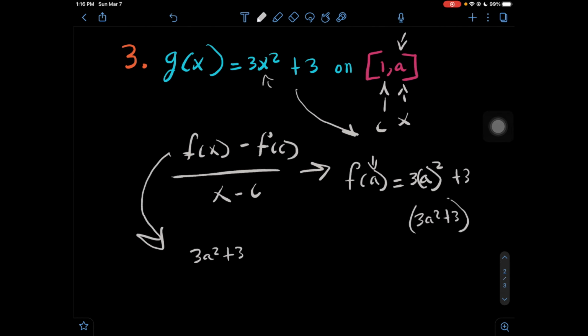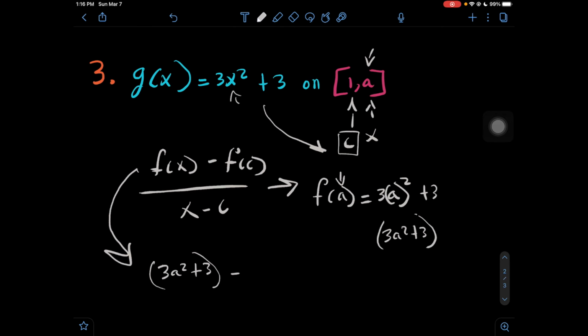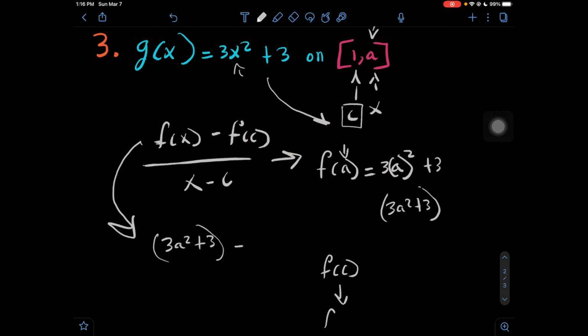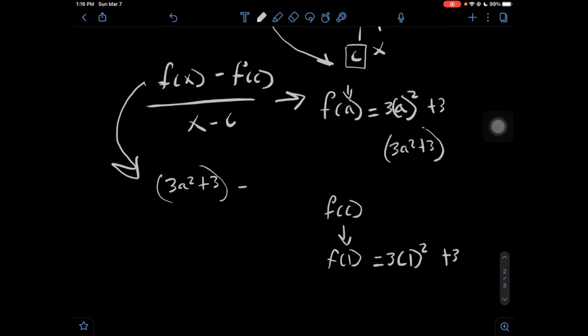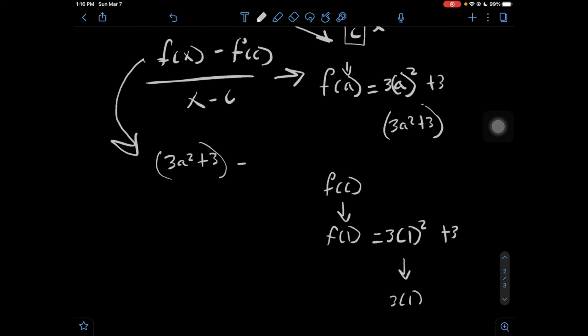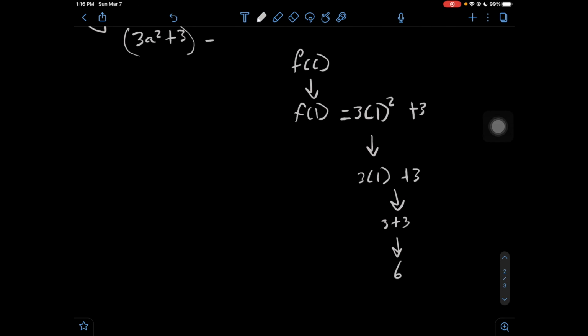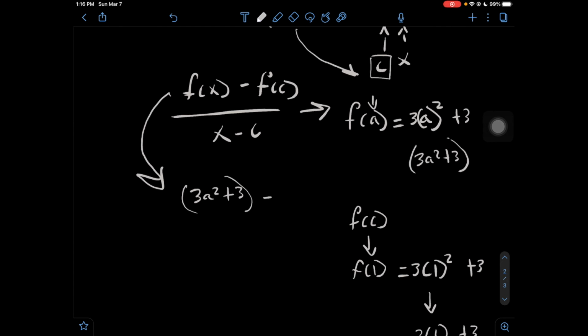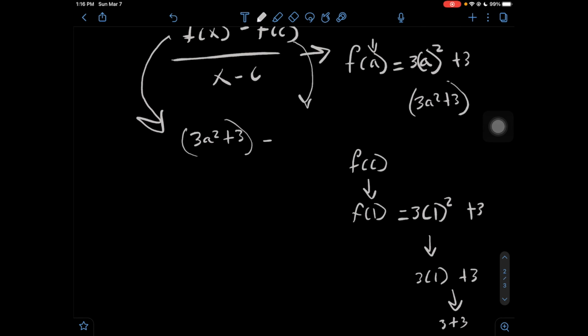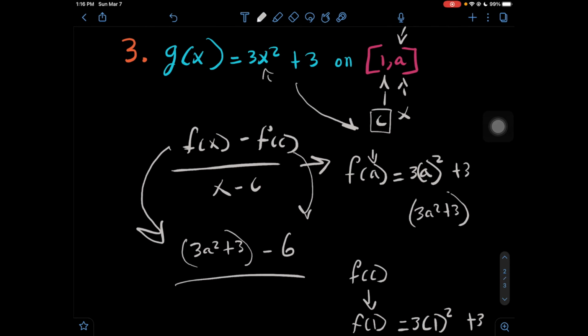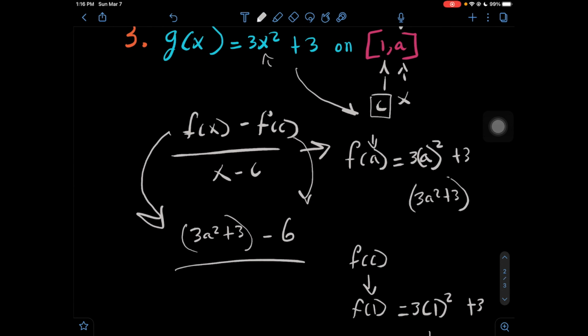3a squared plus 3, minus f of c. Our c value is 1, so f of c is f of 1, and that becomes 3 times 1 squared plus 3. 1 squared is just 1, 3 times 1 is 3, and 3 plus 3 is 6. So we have 3a squared plus 3 minus our f of c, which was 6, over x minus c. Our x value was a, and our c value was 1, so we have a minus 1.